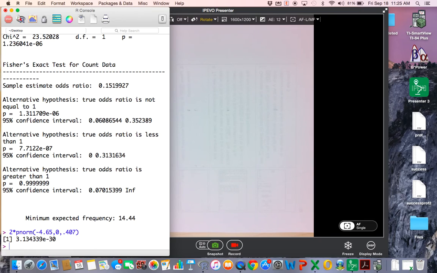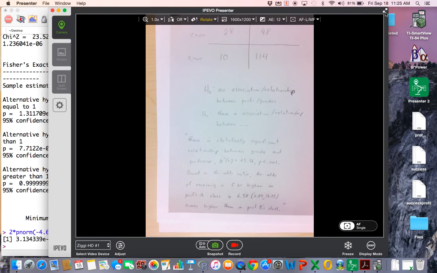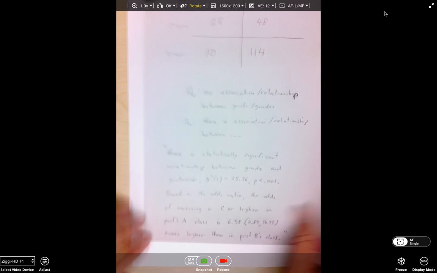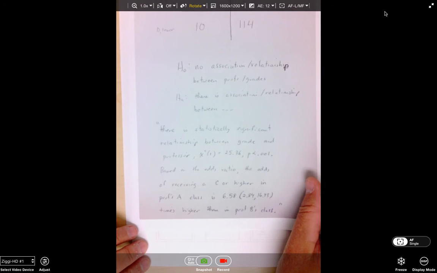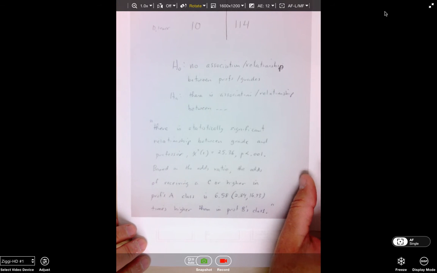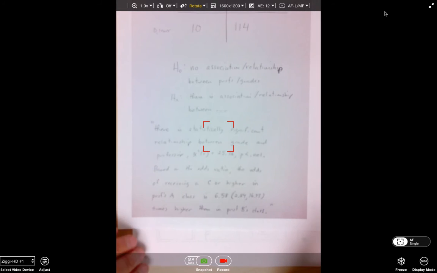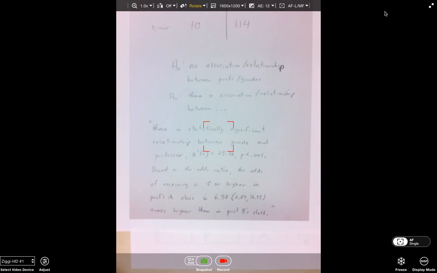Now, how would we write this up? I went ahead and wrote it up, and I'll put it here, and you can take a screenshot of it. Let me go ahead and get this large where you can see it. I hope you guys can see that. Well, if not, I'll read it to you.